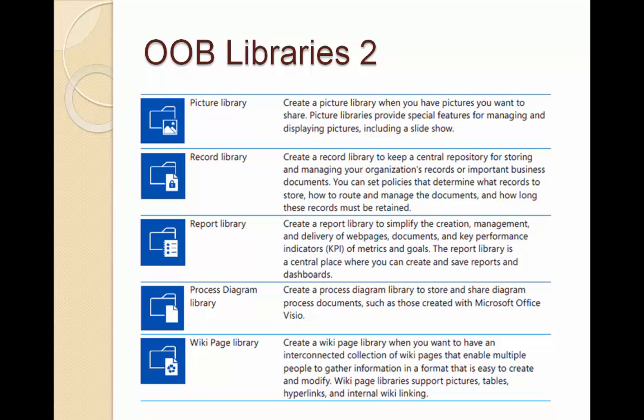It helps you create a wiki page library when you want to have an interconnected collection of wiki pages that enable multiple people to gather information in a format that is easy to create and modify. Wiki page libraries support pictures, tables, hyperlinks, and internal wiki linkings. So consider a wiki page library as Wikipedia, which lets you store several different articles, all interlinked with each other.